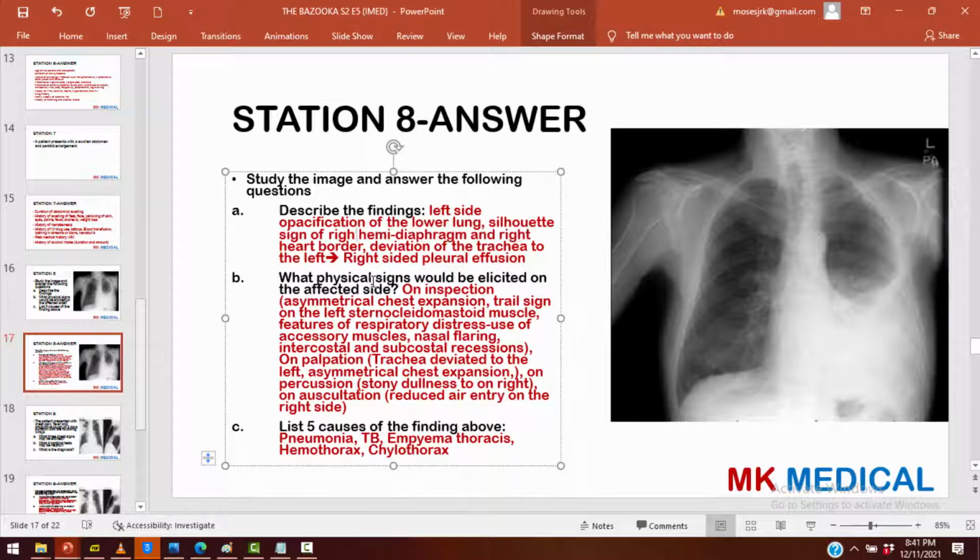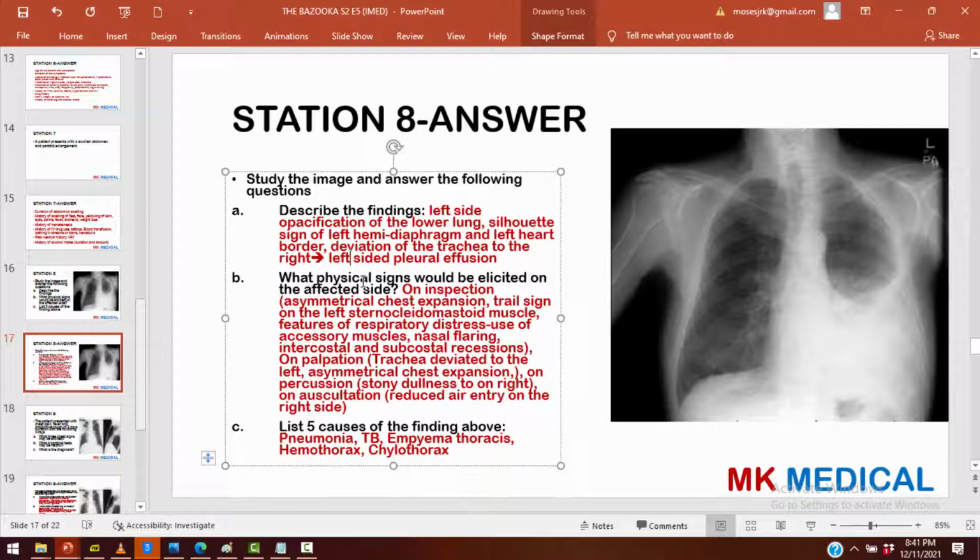Okay, so this is supposed to be the left hemidiaphragm, and you have the left heart border as well, and then you have deviation of the trachea to the right. It's supposed to be deviation of the trachea to the right, and of course this is a left-sided pleural effusion.